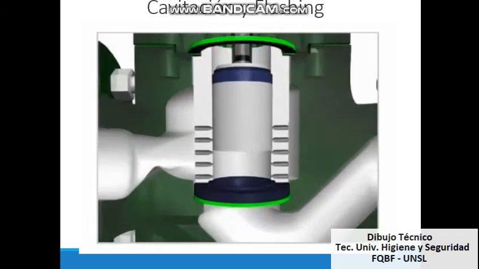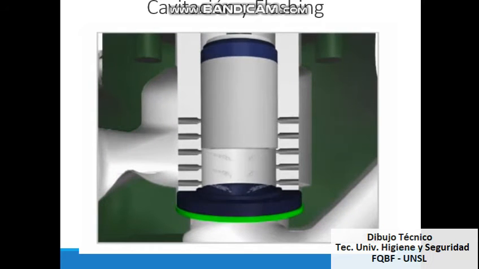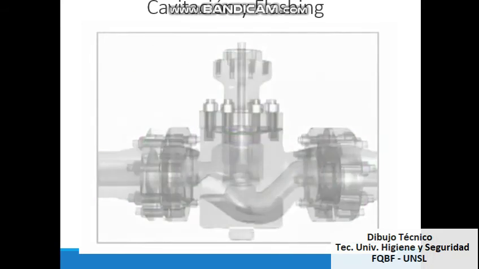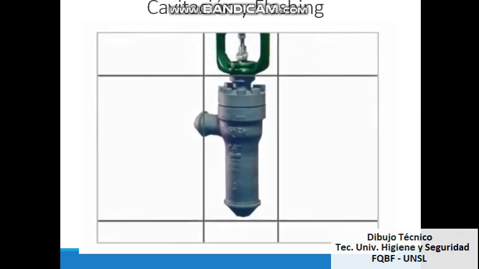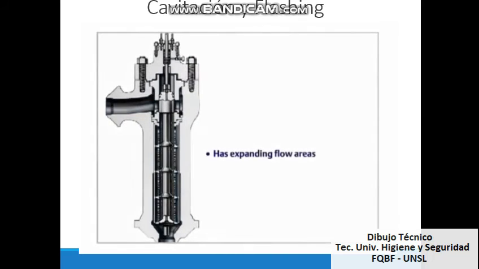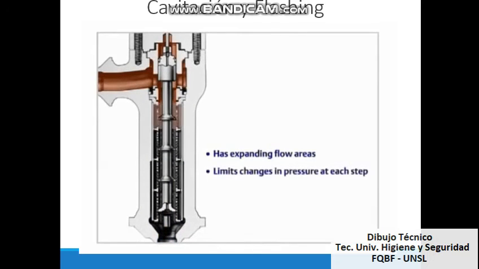Cavitation is isolated by directing fluid into the center of the valve using a flow-down orientation so bubbles implode away from the valve components. In addition, the Cavitrol 4 valve trim has expanding flow areas that decrease pressure as the fluid flows through. It limits changes in pressure at each step to prevent fluid from reaching the vaporization point, and prevents leakage.